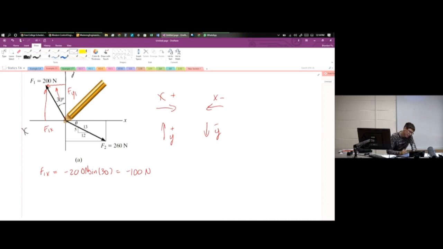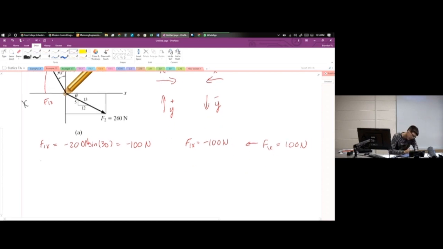So this negative 100 in the x would mean that we're going left. We can either display it as F1 of x equals negative 100 newtons, or we can say that this force is going left, and then we can say that F1x equals 100 newtons. Both are correct ways of displaying information, depending on how you want to write it.